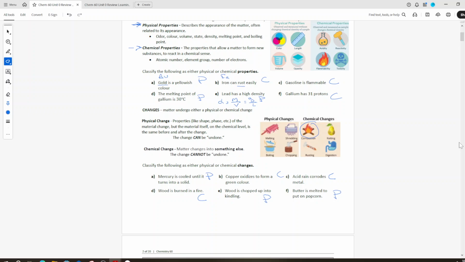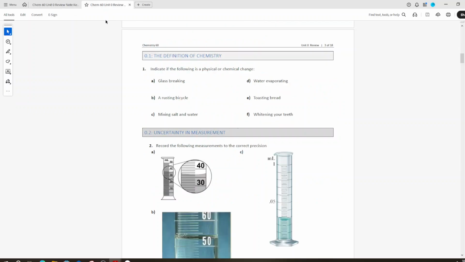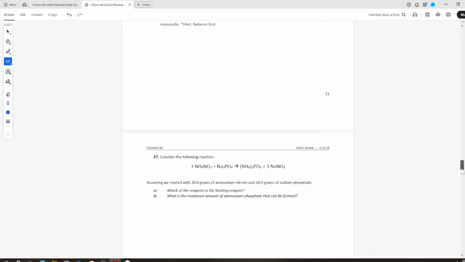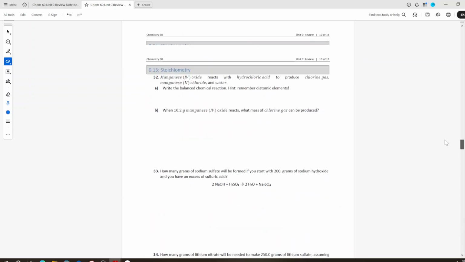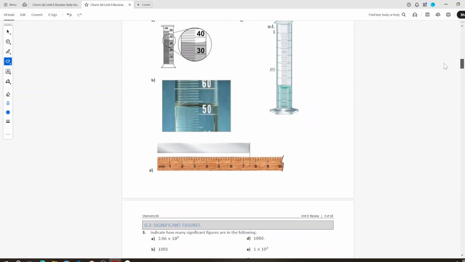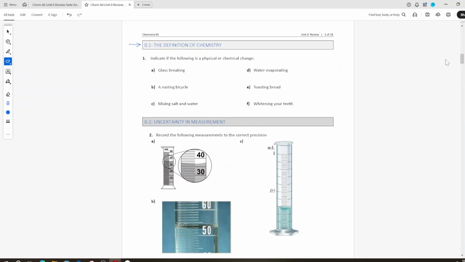Awesome. So that's your first learning. So we're done 0.1. Now you go to the learning assessment, and then there's always the practice questions that you do. So you're going to do question 1, which is the definition of chemistry. It's just physical versus chemical change. And then you scroll all the way to the end of the assignment and you can check your answers. Please check your answers as you go. I really don't want you reinforcing wrong. All right, good luck.